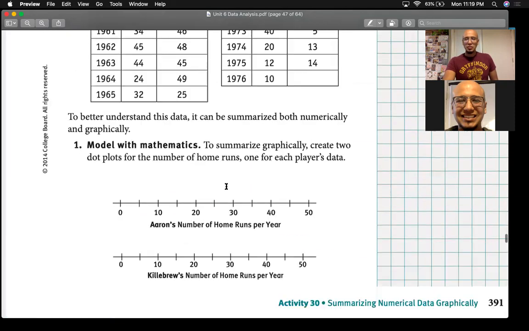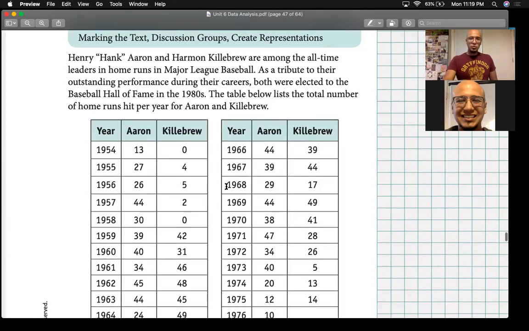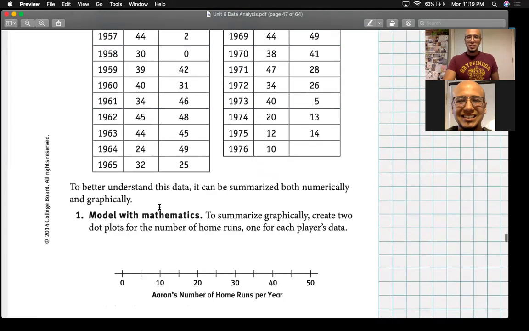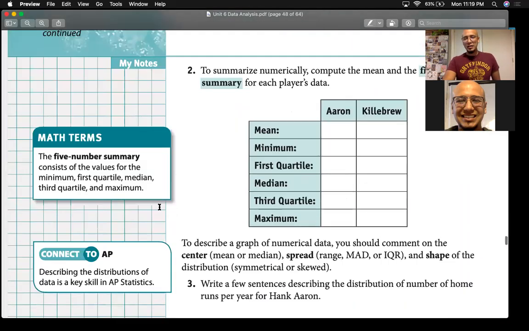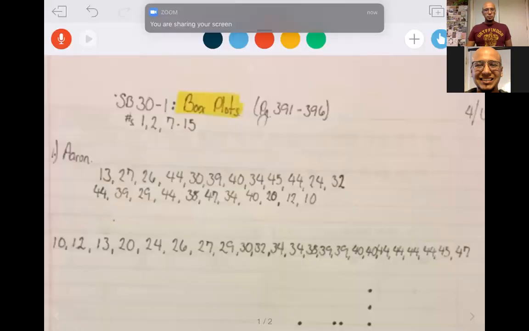Okay, so I'm going to show my notes. If you ask where did you get those numbers, Mr. Lugo? I got those numbers from this table and this other table for number two. So having said that, let me share my notes with you. And you should be able to see my notes now.